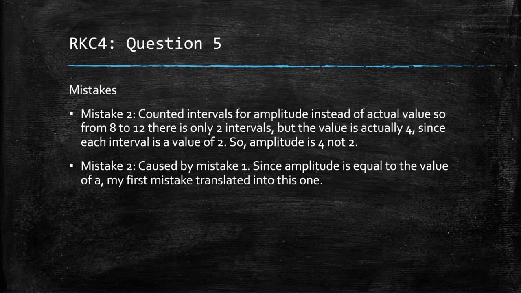So, my first question for review was from Remote Knowledge Check 4, and it was question 5. I saw that the only thing I actually got wrong on this question was the value for amplitude and A, which are equal. So, getting one wrong would have meant getting the other one wrong.